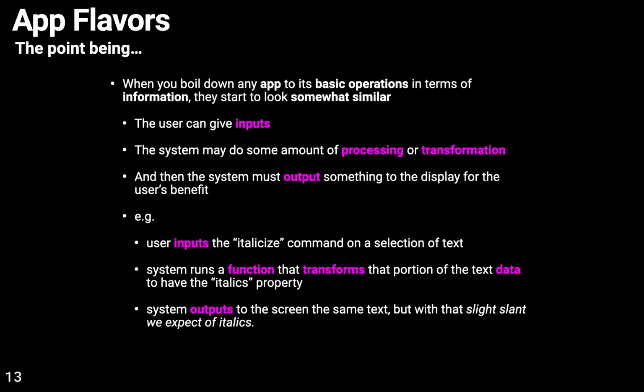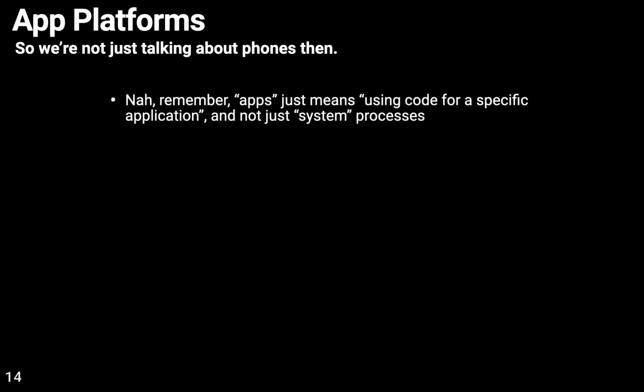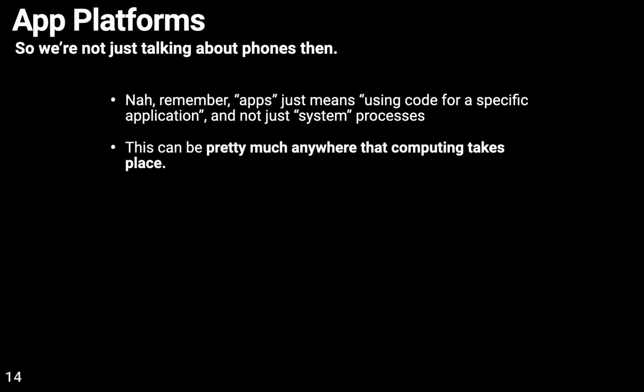So let's talk about platforms of apps, because apps can exist kind of anywhere, right? We're not just talking about phone apps. Remember, apps just means using code for a specific application and not a system process. So this can be anywhere that computing takes place. We of course know phones and tablets, desktop computers, obviously, and laptops, and lots more. Let's jump through a few of them and think about these different platforms.